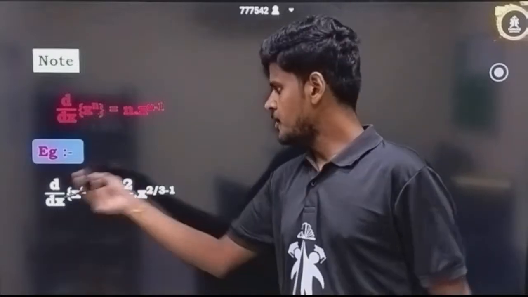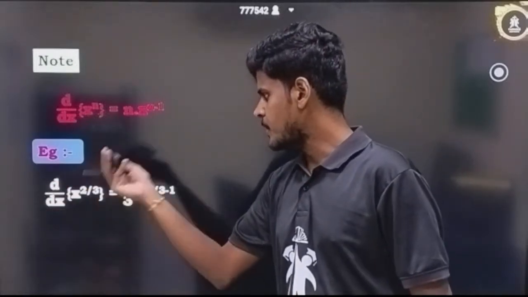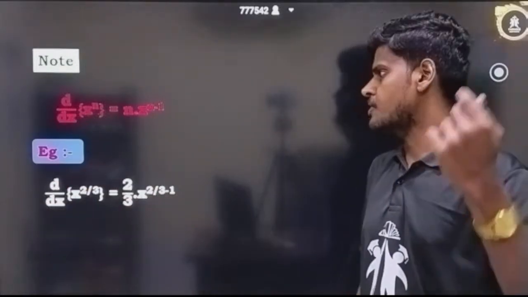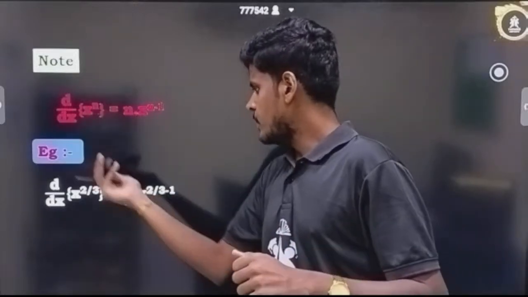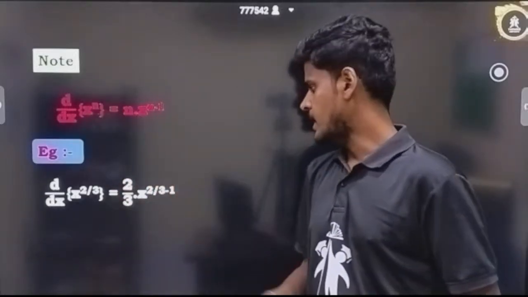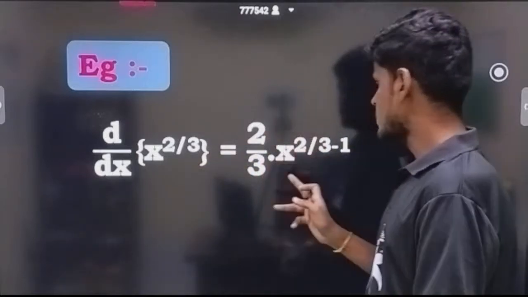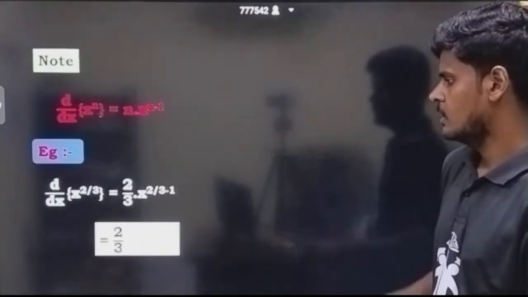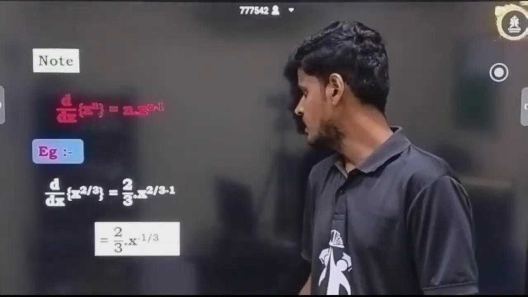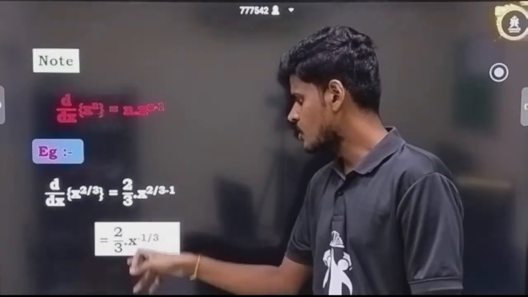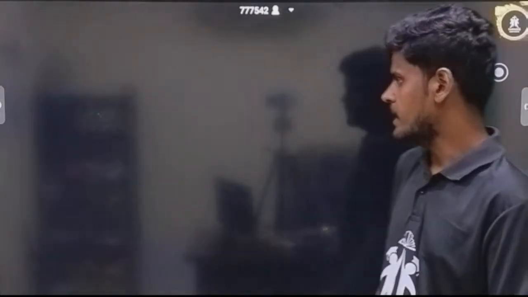For example, if we have to find the derivative of x power 2 by 3, then what is the formula? Take the power and write it before: that is 2 by 3 x power 2 by 3 minus 1. What is 2 by 3 minus 1? Minus 1 by 3. So the answer is 2 by 3 x power minus 1 by 3.